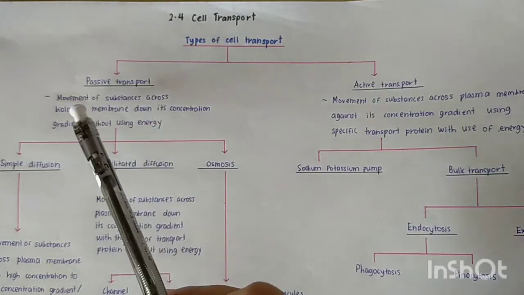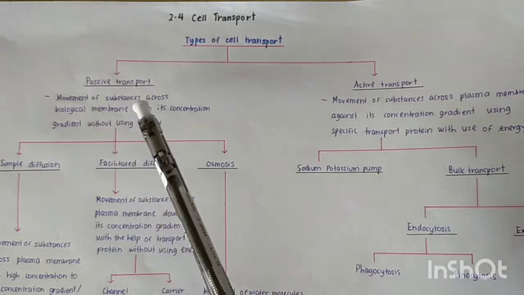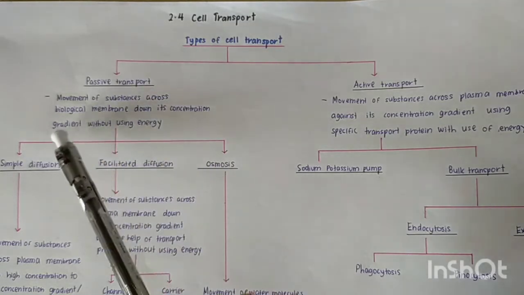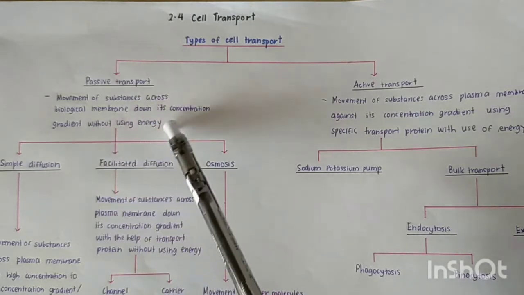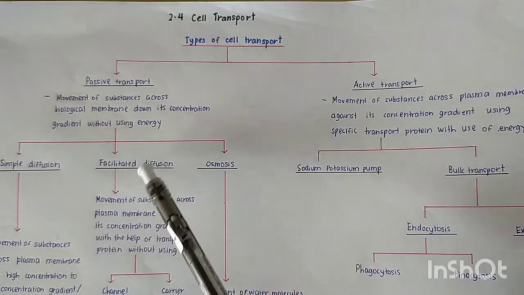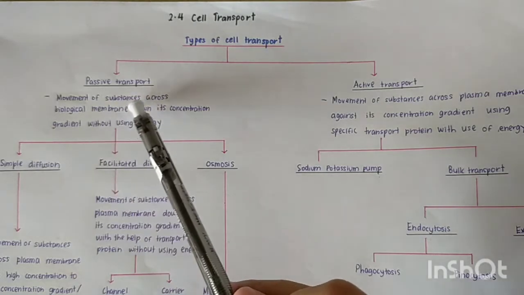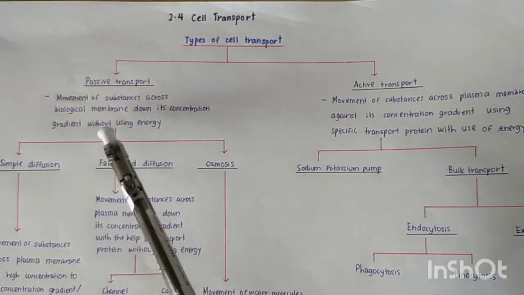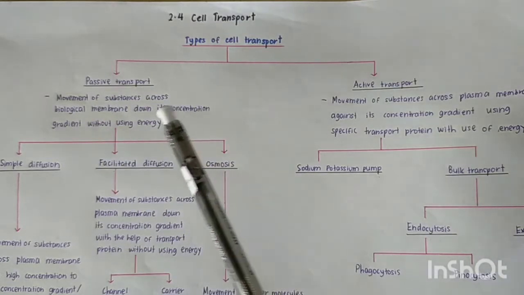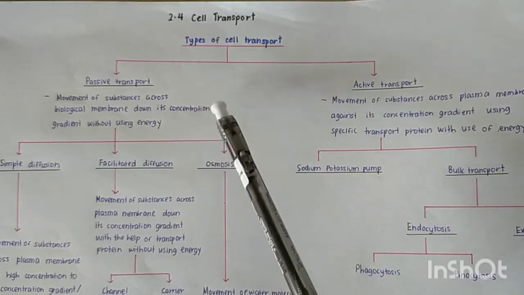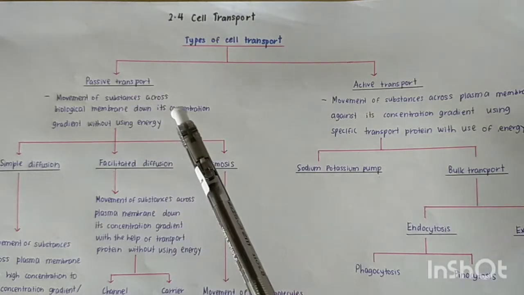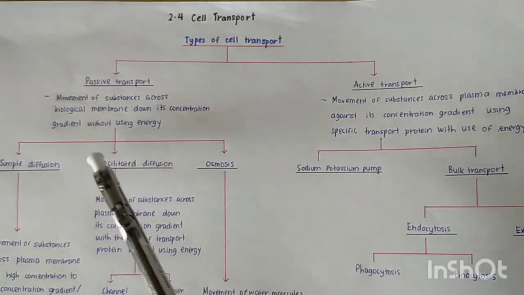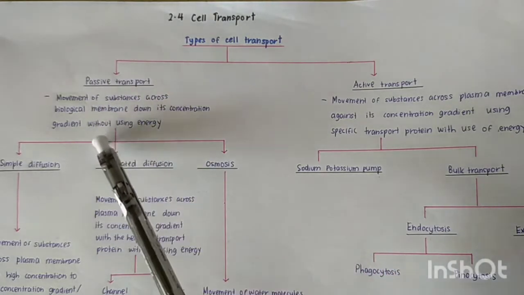It involves the movement of substance across biological membrane down its concentration gradient without using energy. So the keywords here are the movement of substance across biological membrane. Biological membrane in this case is the plasma membrane. Down its concentration gradient means from higher concentration to low concentration. And for passive transport, it does not use energy.